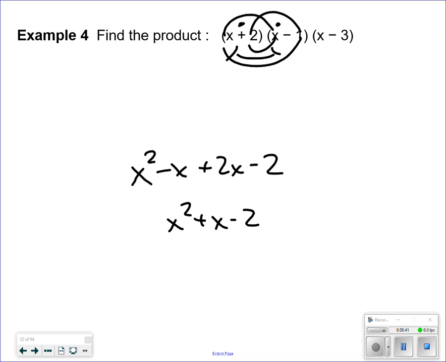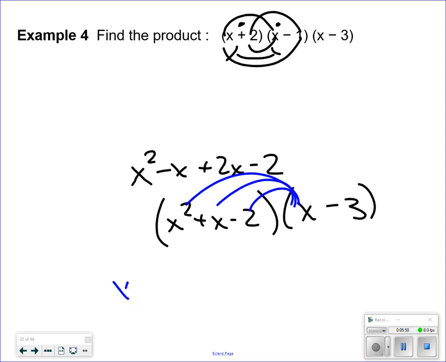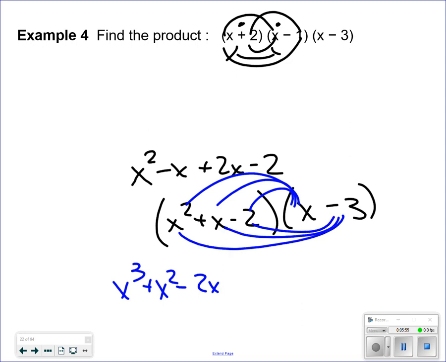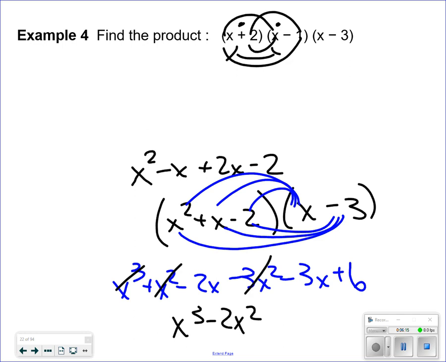Now I'm going to take that answer times x minus 3. X times each, which gets me x cubed plus x squared minus 2x. I'm going to take negative 3 times each. Negative 3x squared minus 3x plus 6. Now, once I have multiplied the first term times each and the second term times each, now it's just a matter of adding the like terms together. So x cubed minus 2x squared, that 1x squared minus 3x squared, negative 5x, negative 3x, and negative 2x, plus 6.